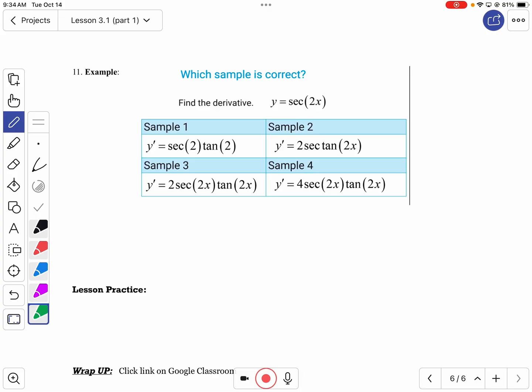All right, which one do you think? Sample 2. I got to vote for 2. Everybody else got to vote? Another one for 2. Saw some head nods. Okay, let's walk through it. So, definitely a chain rule. What's my innermost function? It's 2x. So, derivative of 2x would be 2.